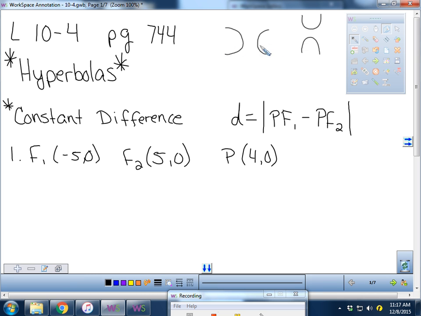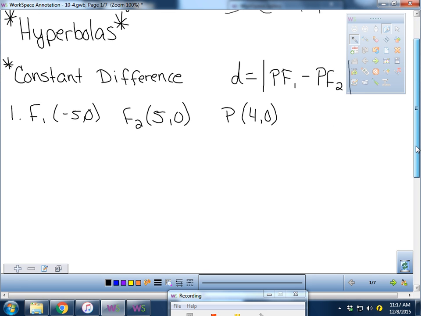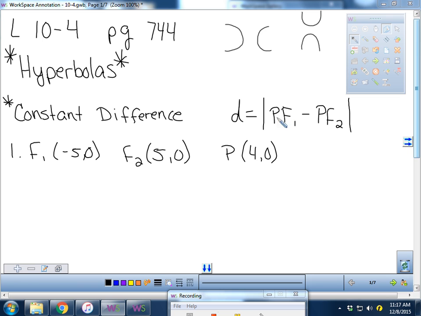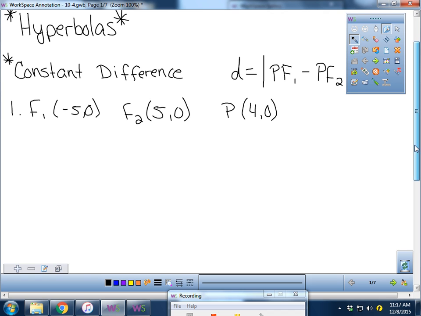If it opens left and right, that means it's horizontal. If it opens up and down, that's vertical. And instead of a constant sum, like with ellipses, hyperbolas have a constant difference. That's where you take the distance from the point to your first focus and the distance from your point to the second focus, and you subtract those, but then you take the absolute value. Remember, absolute value is the distance from 0.